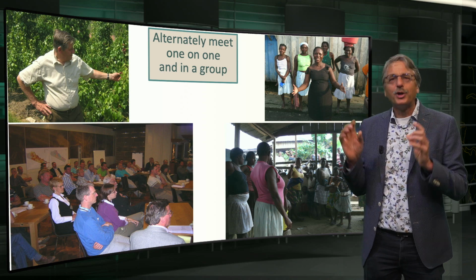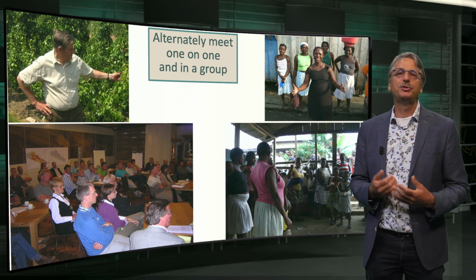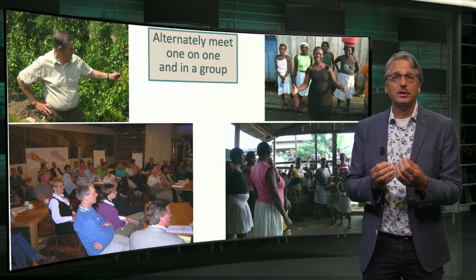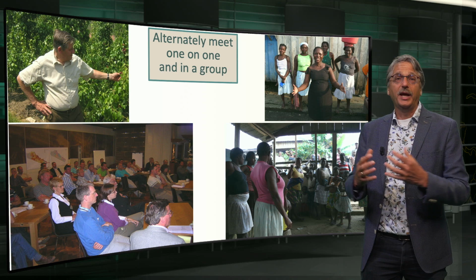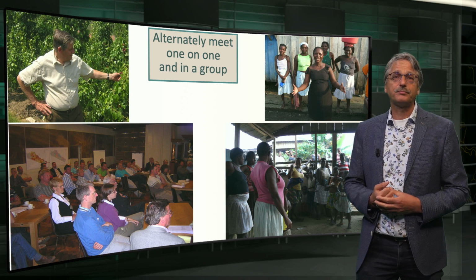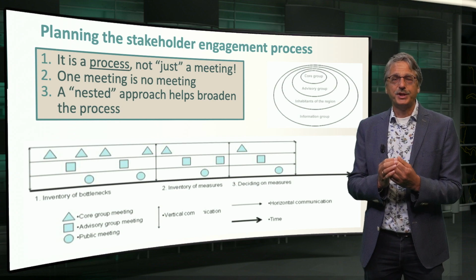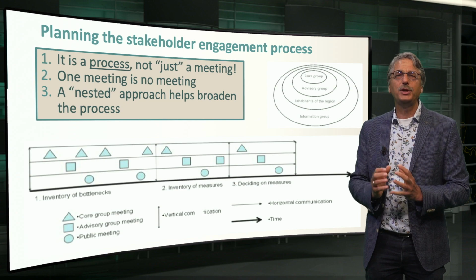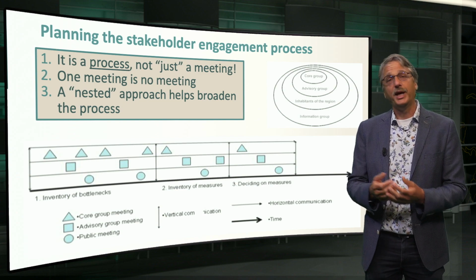In the plenary, most of the work is done by the participants themselves, especially when the group is heterogeneous and people have different stakes and perspectives. People hear from each other and eventually negotiate. A stakeholder engagement process is a process, not just one meeting. Preferably, you can meet more often with the same stakeholders, as a group and individually.